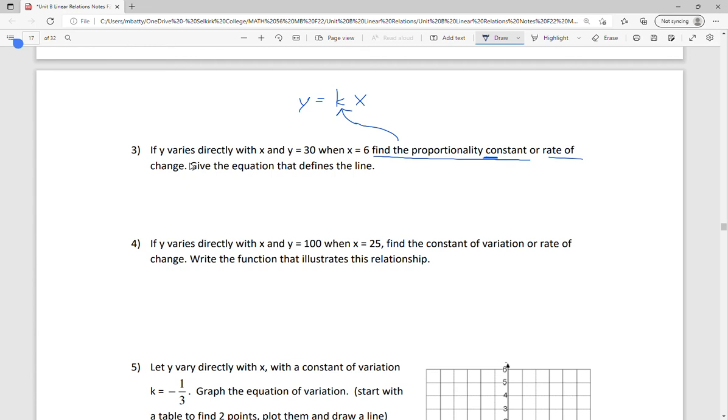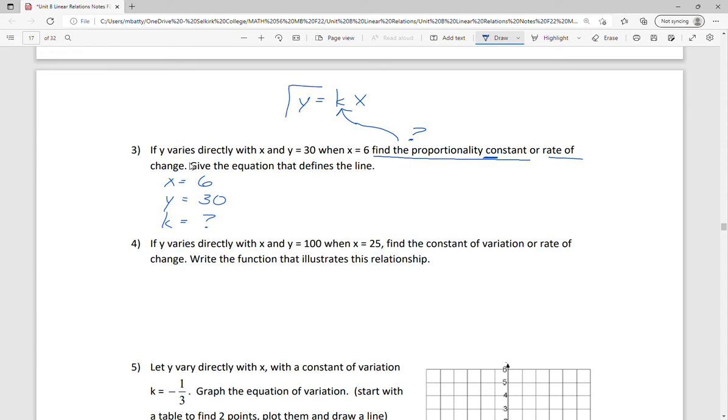So in this one, we don't know what k is. So that's what we're supposed to be finding. But we do know what x equals. That equals 6. And we do know that y equals 30. So k is what we're looking for. It doesn't say come up with the equation. Well, it does eventually. But it does say you have to figure out what k is first.